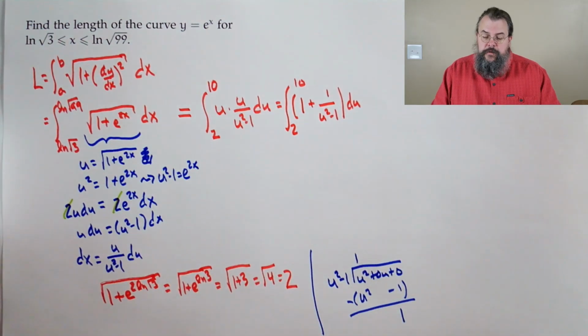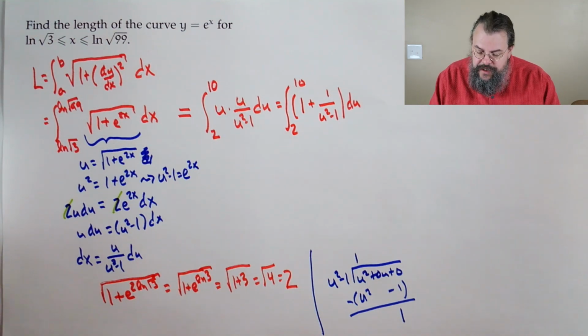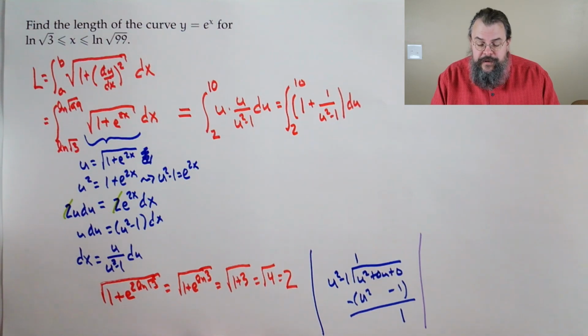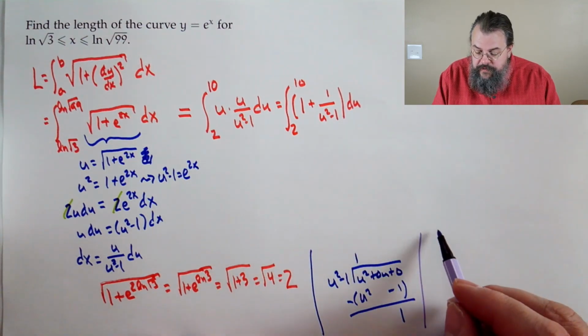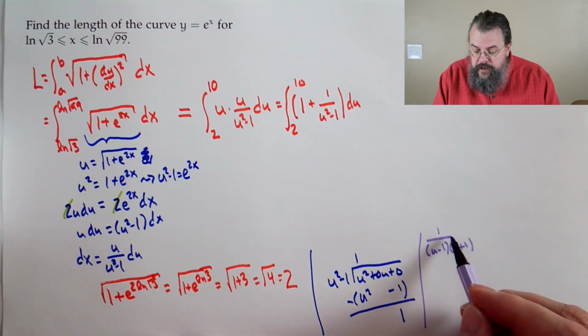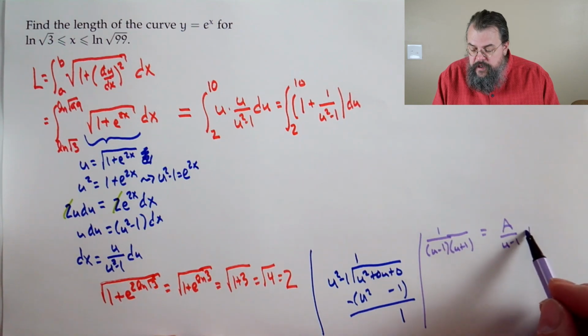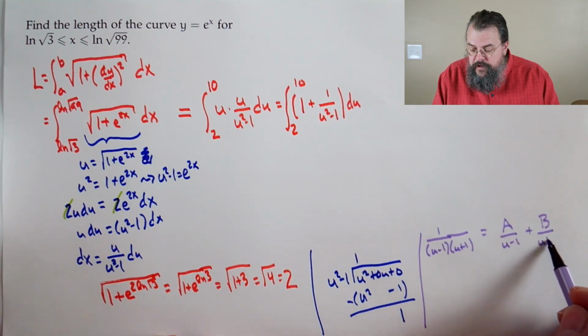All right, well, now we do partial fractions. This one will probably feel familiar, like we've done it before. U squared minus 1 factors in a nice way. It's U minus 1, U plus 1. So it's going to be something over U minus 1 and something else over U plus 1.